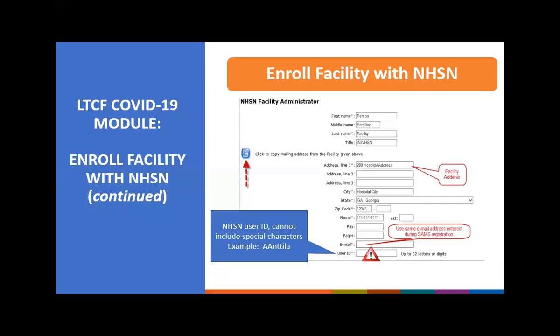So you enter your name up here. If you look on the left-hand side where I have the red arrow button pointing up, that is a copy button. If you click that, it will auto-populate all of your facility information for you, and that just keeps you from accidentally making mistakes. So I highly recommend that you just click that and let it auto-populate.